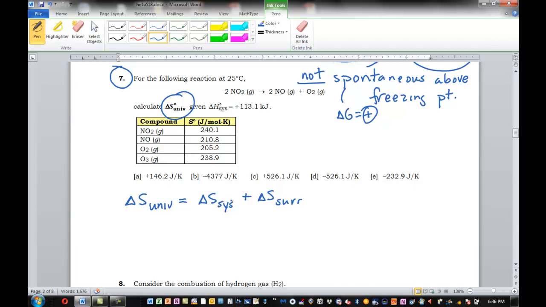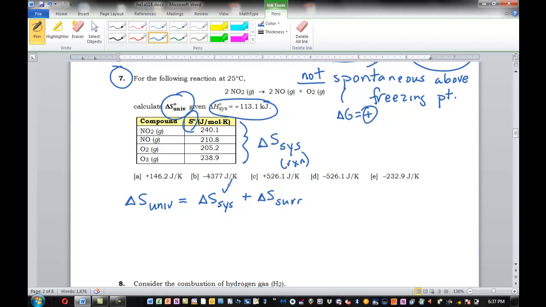Do I know delta S of the system? Do I know delta S of the surroundings? No, I don't know either of those. I have delta H of the system, but I do have standard entropy values. So I start thinking, standard entropy values, what can I calculate from that? That's how I can calculate delta S of the system. Now remember, we use reaction interchangeably with system. So delta S of the reaction, delta S of the system. So I can get to that.